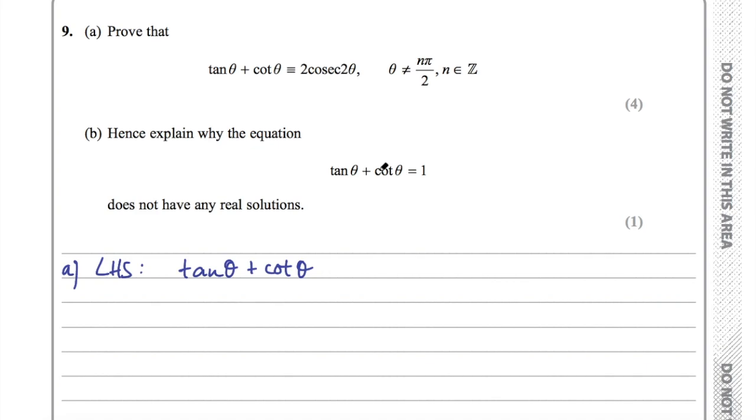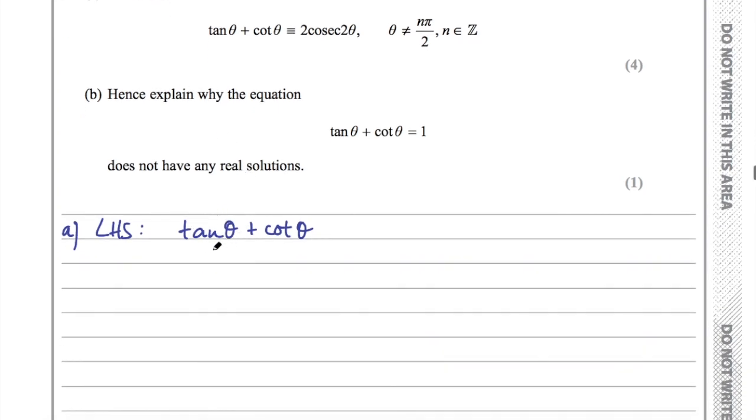But in this case, I was fairly confident that I needed to start with changing the tangent into sine theta over cosine theta. Remember, the tangent is just the ratio of the sine and the cosine, and the cotangent is the opposite of that. So that's the cosine over the sine.